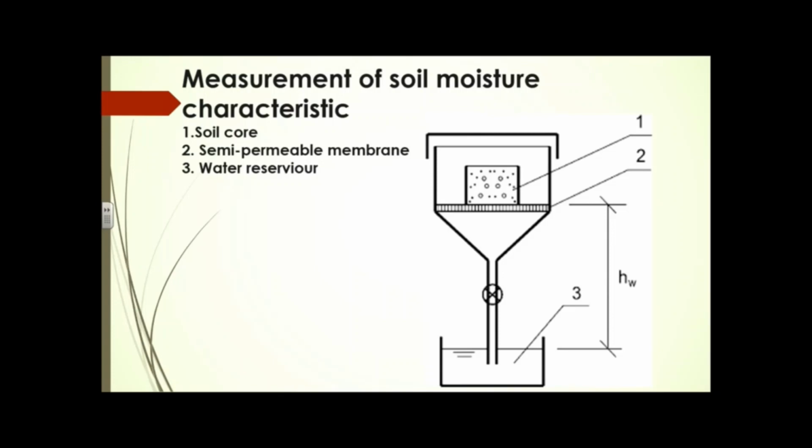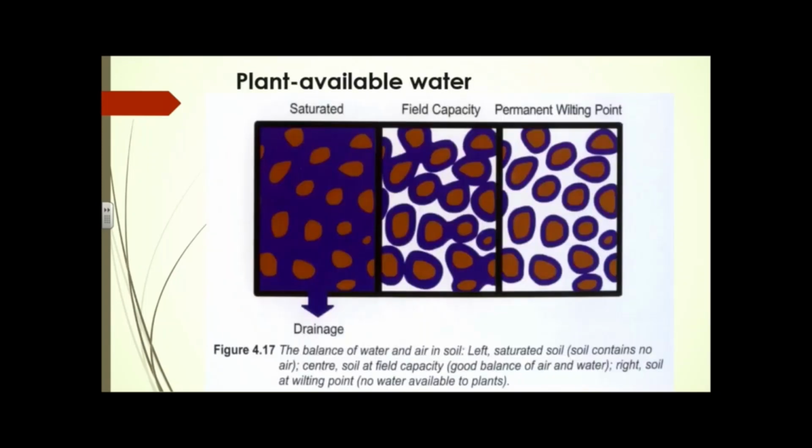tension on the soil by increasing h from 0 up to, we can't quite get it in the lab up to oven dry, but we can get it up to potentials equivalent, using a range of equipment, up to about 15,000 centimetres of water. And this is just picking up the concepts that Jason so beautifully described to us about how water's held in the soil.